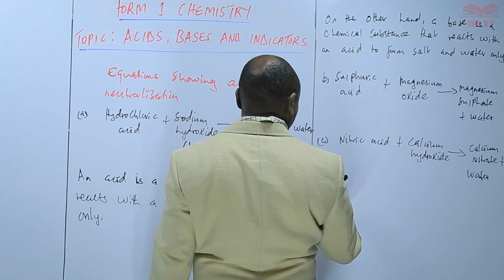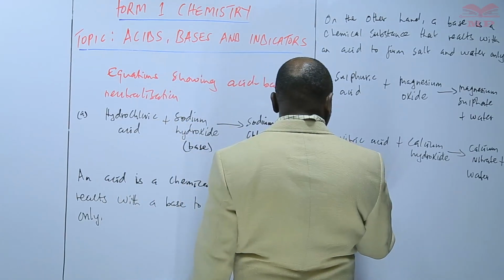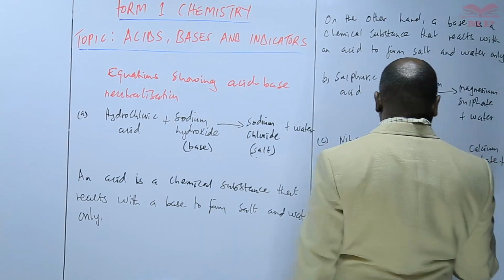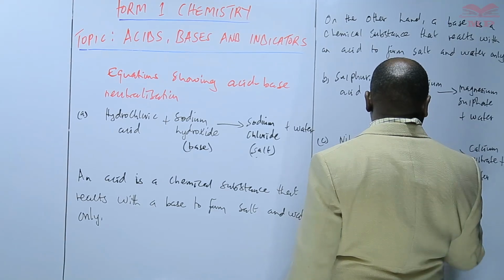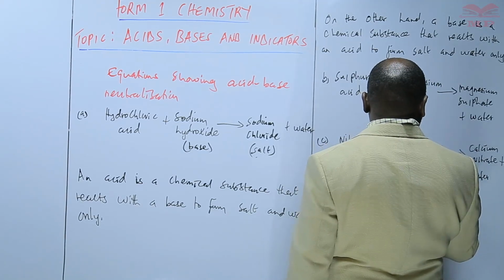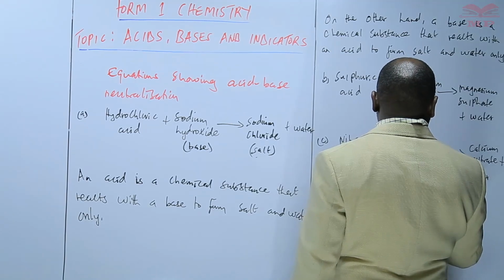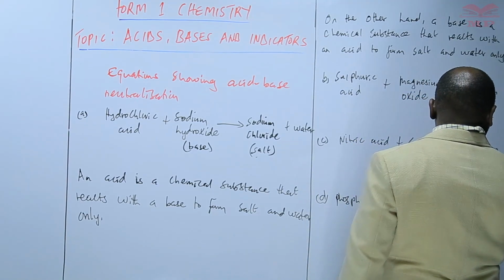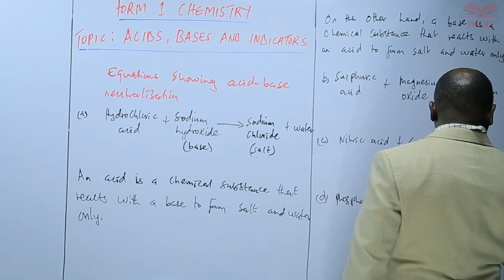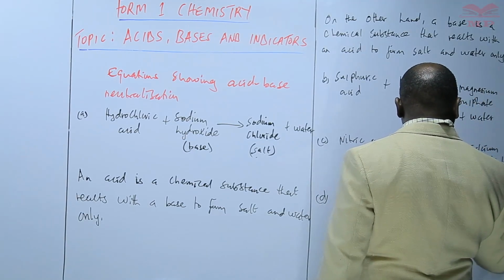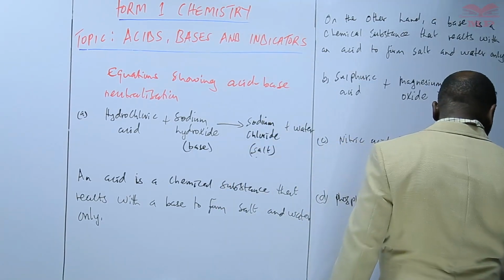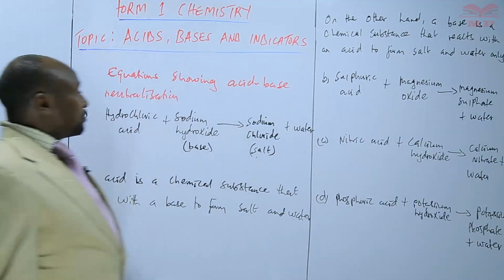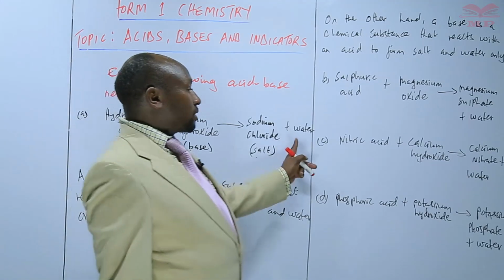Another example, we can use phosphoric acid plus sodium or potassium. Let's use potassium hydroxide, so we'll have potassium phosphate. So we'll get a phosphate because we are using phosphoric acid, plus water. So in all the acid-base neutralization, there must be a salt and water.